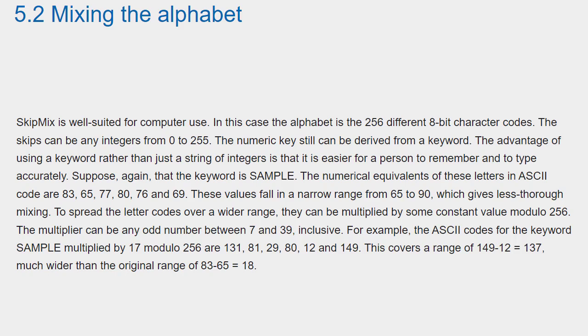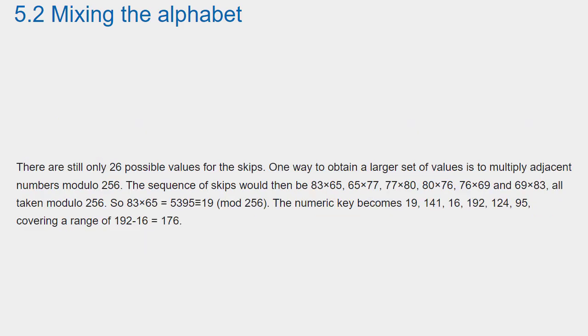For example, the ASCII codes for the keyword sample multiplied by 17 modulo 256 are 131, 81, 29, 80, 12 and 149. This covers a range of 149 minus 12 equals 137, much wider than the original range of 83 minus 65 equals 18. There are still only 26 possible values for the skips.